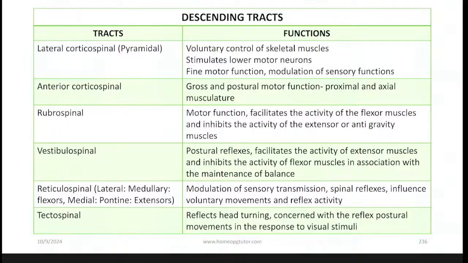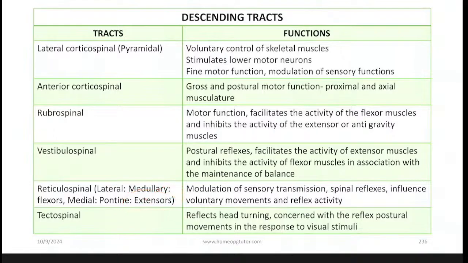Coming to the reticulospinal tract. Actually, we have lateral, the medullary, that is flexors, and medial, the pontine centers, which deal with the extensors. So remember that the reticulospinal tract is divided into two: one is the lateral reticulospinal tract and the other one is the medial reticulospinal tract. Lateral reticulospinal tract deals with the medullary function, the main core function being the flexors, whereas the medial reticulospinal tract, the center is the pons or pontine center, and the function is towards the extensors.